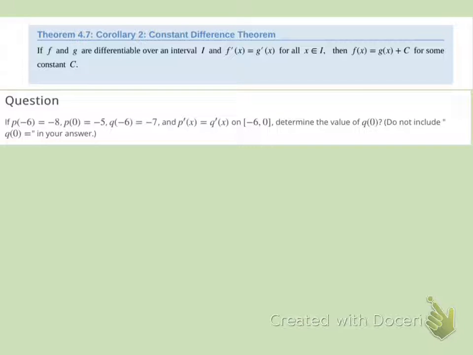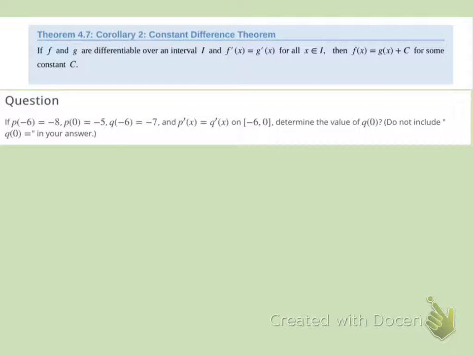So the second corollary says that if f and g are differentiable over the interval I, and f prime of x equals g prime of x for all x in that interval, then f of x equals g of x plus c for some constant c. So we're going to use that corollary to answer this question.